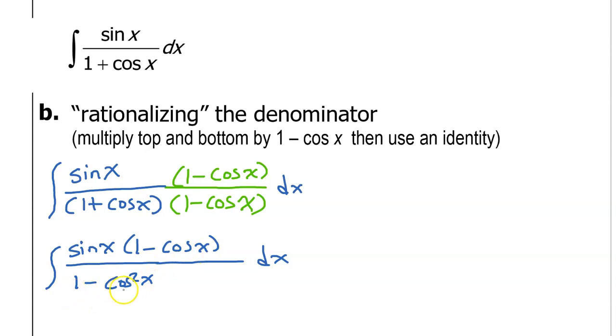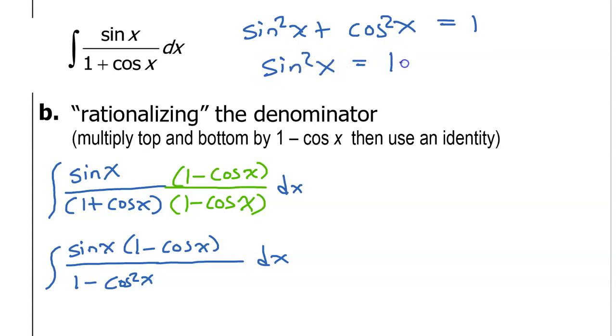However, this is part of an identity that we learned. It really comes from the Pythagorean identity that went like this. Sine squared x plus cosine squared x is equal to 1. So if I were to subtract cosine squared from both sides, I would see that sine squared x is equal to 1 minus cosine squared x. So this is the identity that we're going to use right now to make a little substitution. Instead of 1 minus cosine squared, let's put in sine squared.